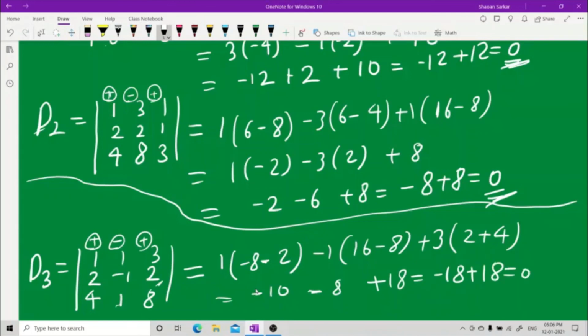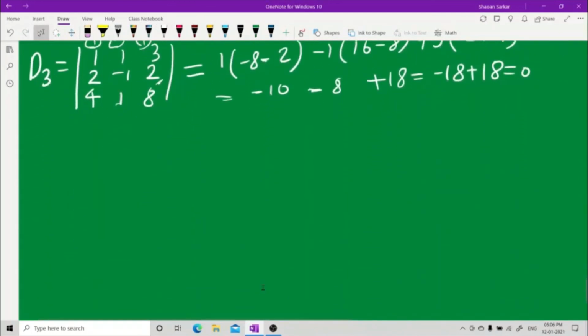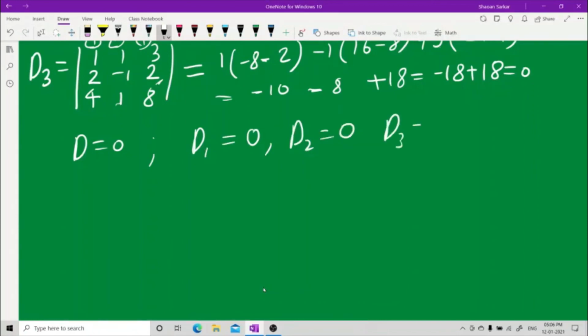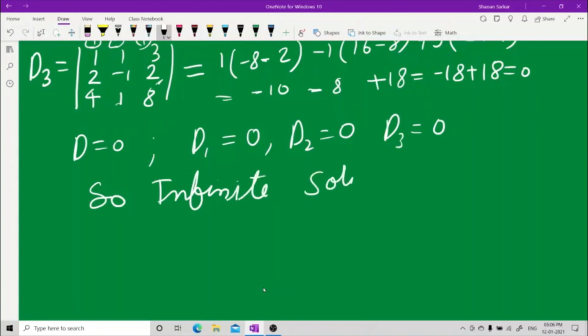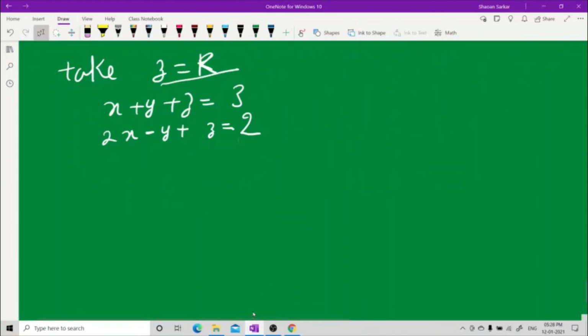Now what we saw is that D is 0, and all the three, that is D1 is equal to 0, D2 is equal to 0, and D3 is equal to 0. So infinite solution, infinite solution. Now what I'll do is take z equal to k and take the first two equations, x plus y plus z equal to 3 and 2x minus y plus z equal to 2.